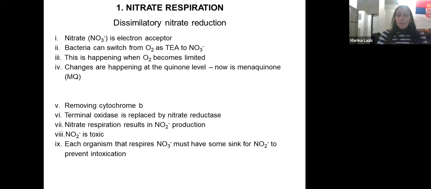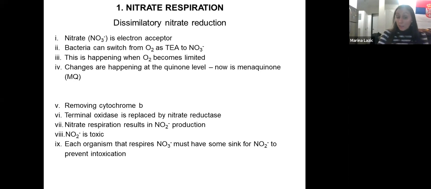Now, what's happening next. NO3 minus is the electron acceptor. So bacteria are now not using oxygen. They're using NO3 minus as terminal electron acceptor when there is no oxygen. There are some changes happening when we switch from oxygen to nitrate. Instead of quinone, we have menaquinone. Bacteria lose cytochrome b, and there is no terminal oxidase, there is a terminal nitrate, NO3 minus, reductase.